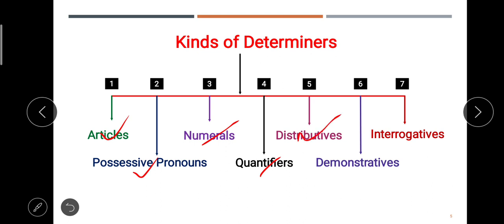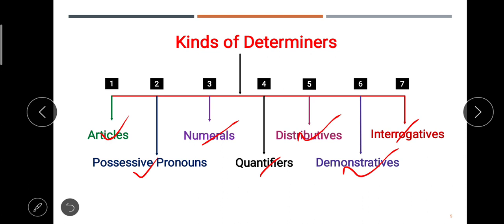Fifth category is distributives. When we talk about the distribution of a noun among the people or between the people, those are the distributives. Each, every, all these are distributives. Then demonstrative determiners, which point out the noun being talked about, whether the thing is close to the speaker or away from the speaker: this, that, these, those. We already saw them. And interrogatives, like WH words: what, which and whose. These 3 are interrogative determiners.